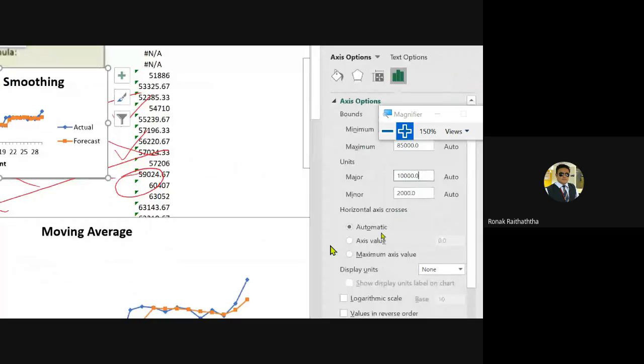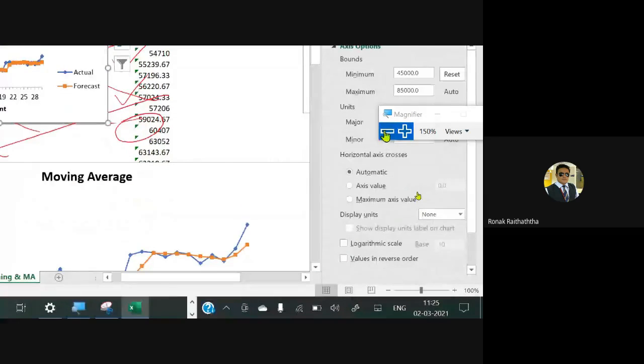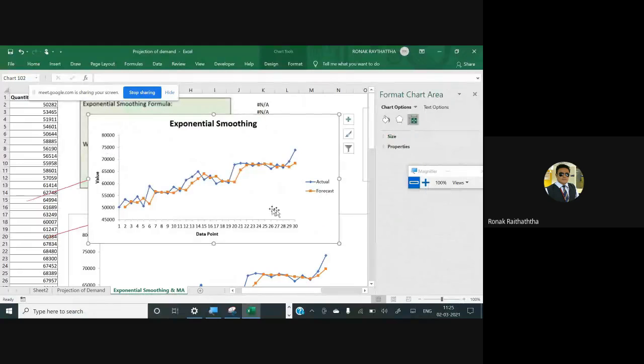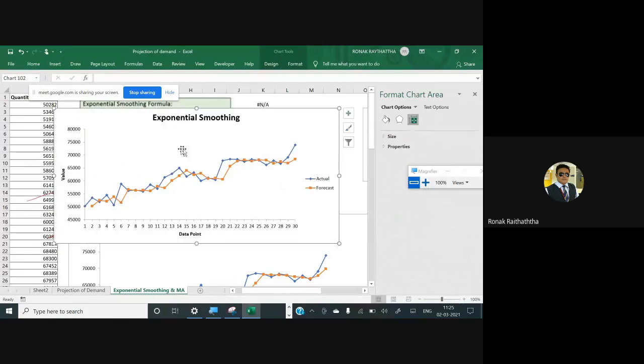And units, let's keep the unit at 10,000, 20,000 range only. That's fine, no worries. Let me increase the size of it a bit. Good. So this is how the plotting looks like. That's nothing but the comparison between the actual and the forecasts you have.